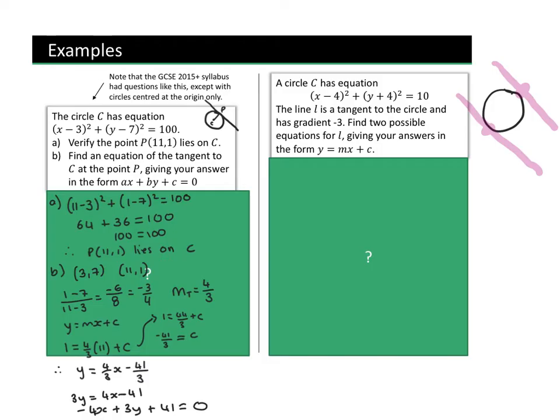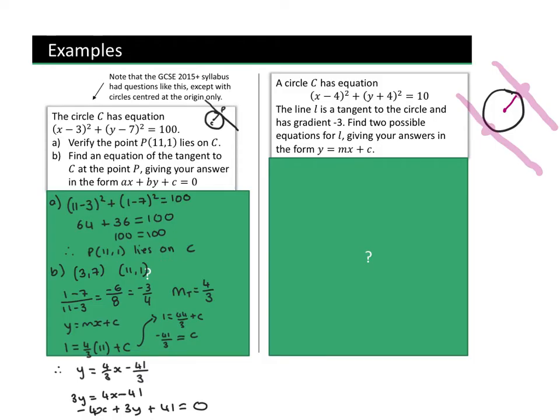So what we need to do is, we know that if we start off just with this line here, for example, okay, we know, what do we know?